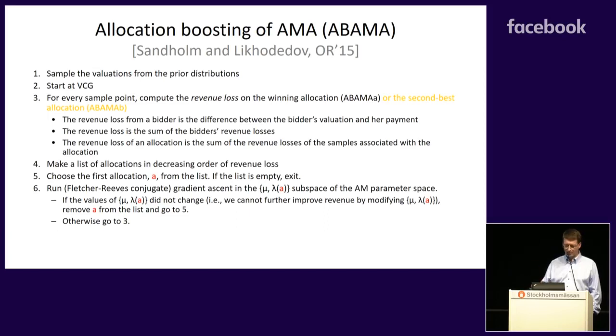We're at a local optimum. Otherwise, we run gradient ascent now in the mu, or that's the weight, w that we had before, and lambda_A subspace of the AMA parameter space. So now we've got two parameters to optimize over, which we can run quickly. And if the value didn't change for either parameter, then we're at the local optimum with respect to that, and we move to the next allocation, step 5. Otherwise, we move back to step 3.